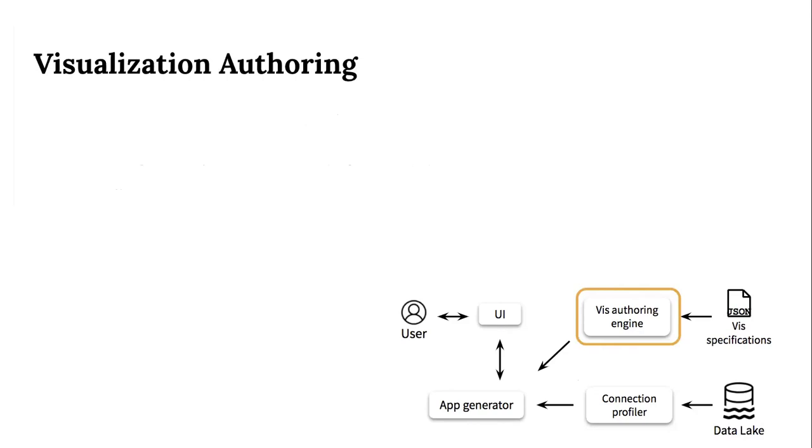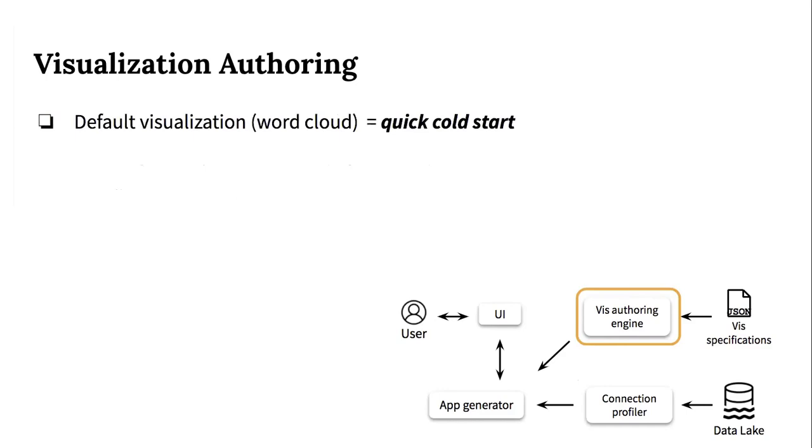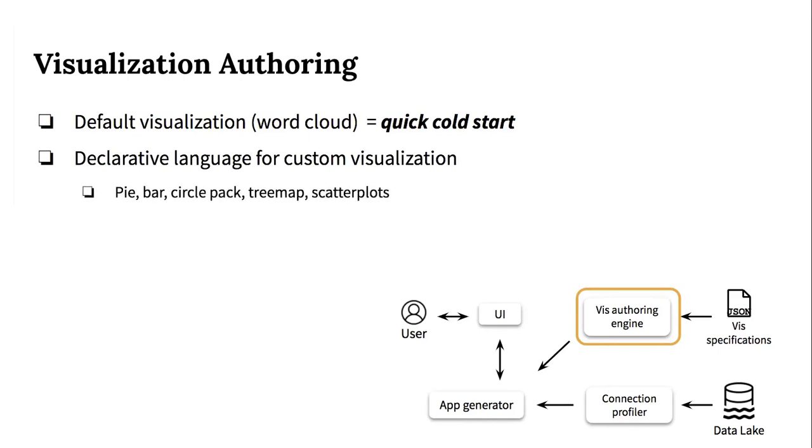The visualization authoring engine compiles the visualization specifications and builds necessary indexes. Each table has a default visualization, which is a word cloud of its primary key column. This means the cold start is instant. We also offer a declarative language for custom visualizations, which supports pie charts, bar charts, circle packs, tree maps, and scatter plots. It is a JSON-based language for now, but in the future, it makes sense to integrate with established languages such as Vega-Lite and enable viz authoring directly in the UI.